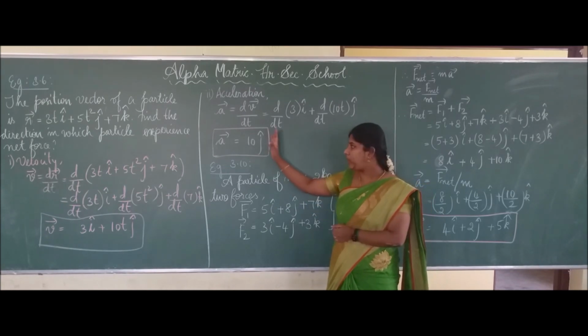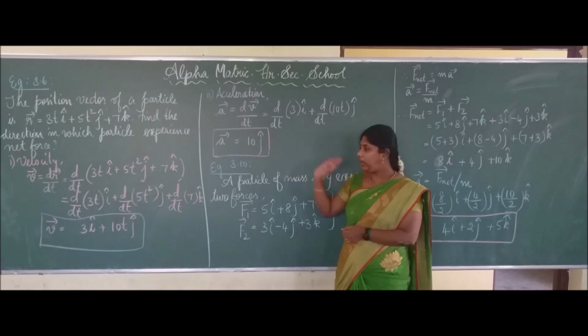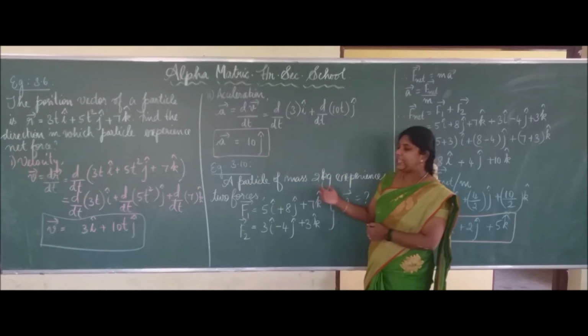Okay, that's what we got as the answer. It is 10 j cap. It is positive j cap here. Okay, yes, that is a problem. And the next one is what?